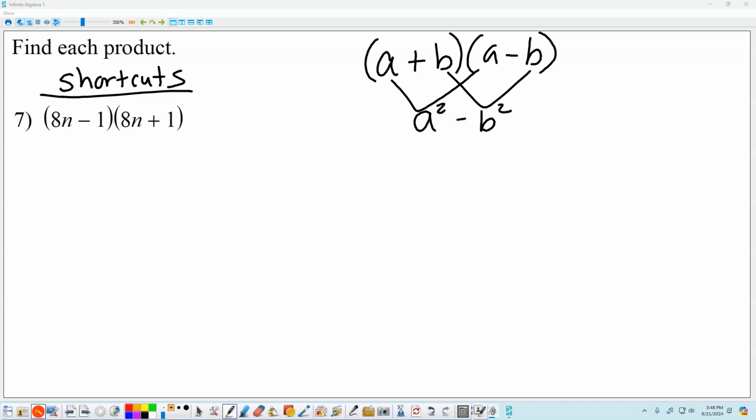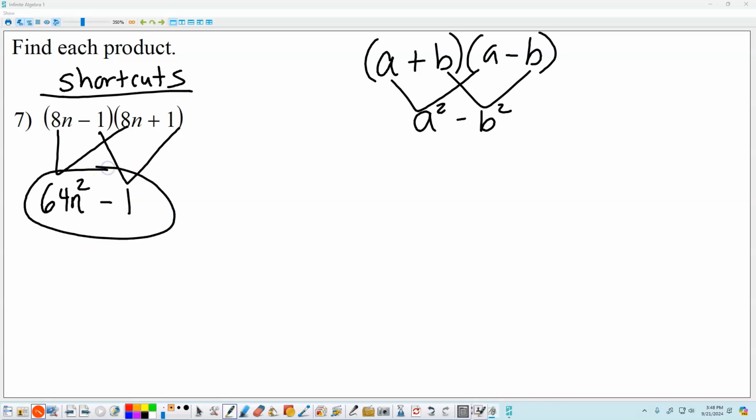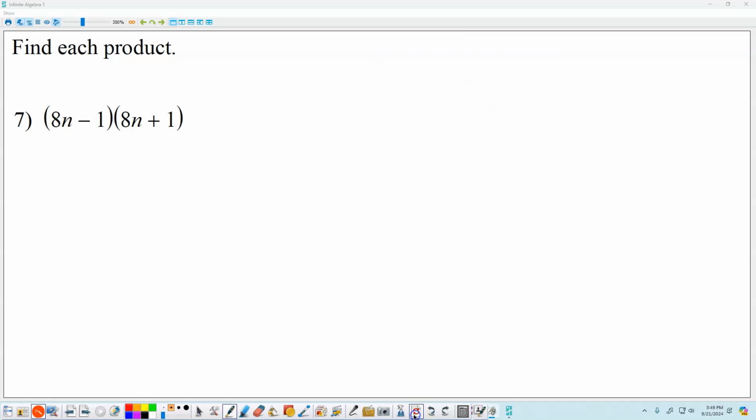You could do the box. You'll get the same answer. It's just that it's a lot faster if you know the shortcut. So 8n times 8n is 64n squared. And negative 1 times positive 1 is a negative 1. Much faster than the box method, but you have to recognize when you're allowed to use that shortcut. You're only allowed to use it when they're exactly the same. It's just they have opposite signs in the middle.